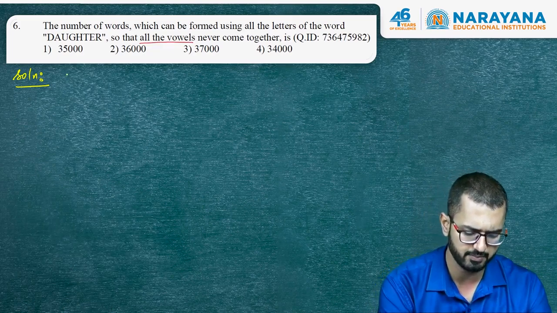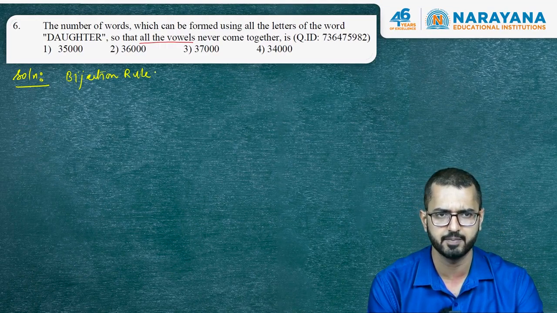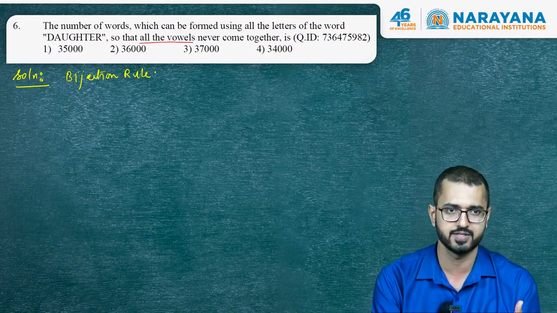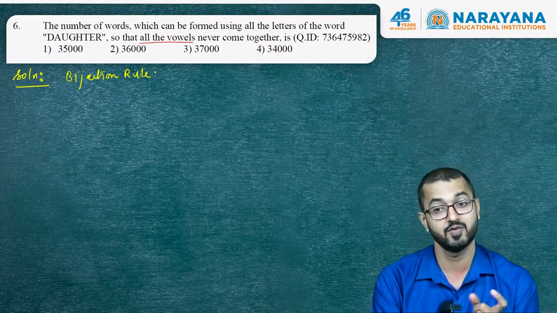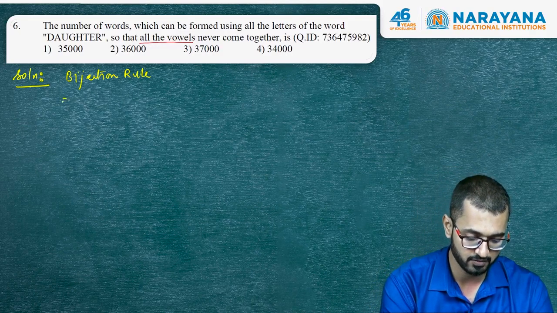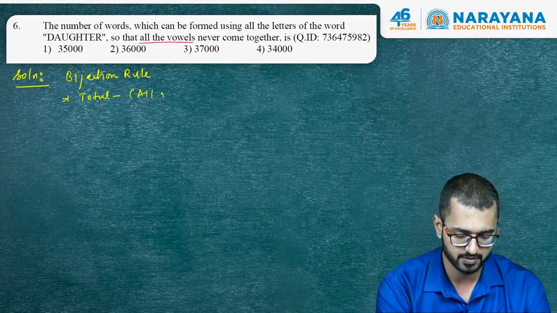That means we can apply the complement rule. So with this rule, it is all vowels. So you should not apply the gap method, because some people feel that no two vowels are together and all vowels are together are the same. So here this is the case of all vowels never come together, but some vowels can come. That means I will use the complement rule. So the complement rule will be what? Total number minus all vowels together.